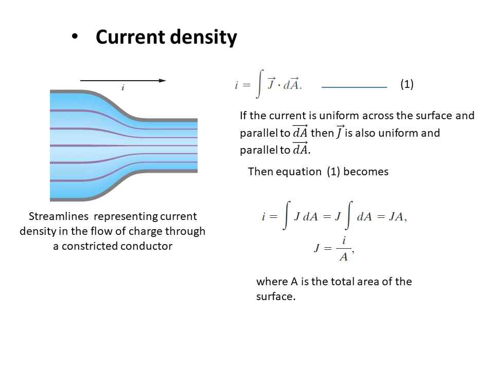What is A? A is the total area of this surface. From the equation, J is equal to I over A. So the SI unit of J is ampere, the unit of I, current, over meter squared, the unit of A, which is area. So ampere per square meter is the unit of J.